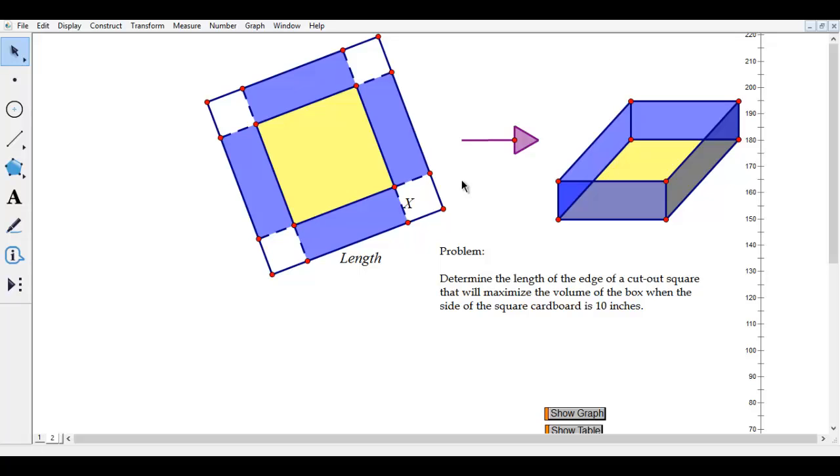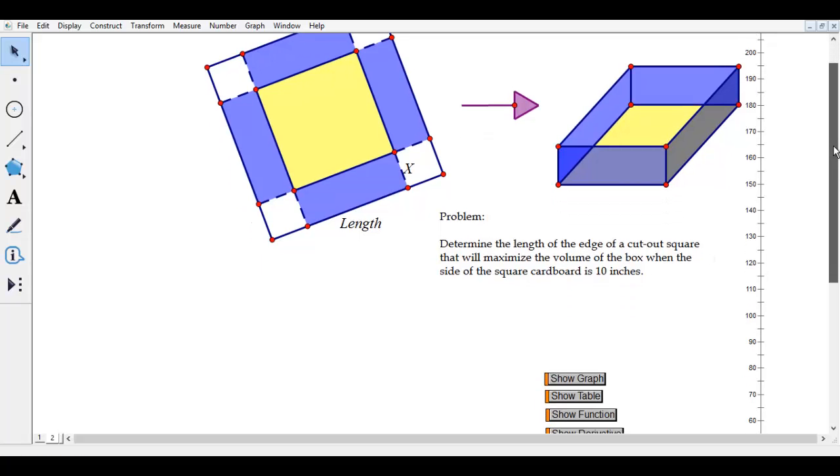So to start it off, I would like to show you a picture of the square piece of cardboard right here, and I labeled the size of the cardboard as length, and then the length of the size of the cutouts to be x. And we want to cut out 4 squares from the side to create this box right here on the right. So the problem is to determine the length of the edge of a cutout square that will maximize the volume of the box when the side of the square cardboard is 10 inches.